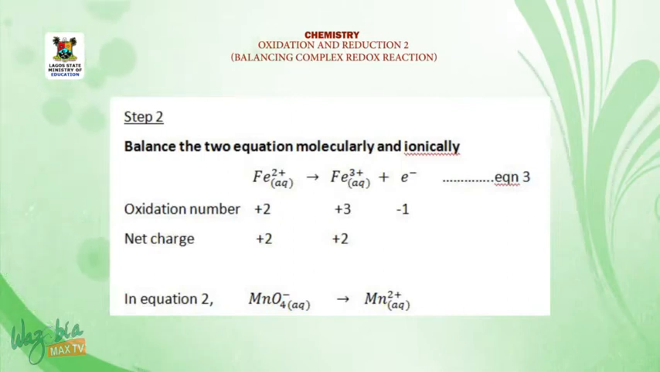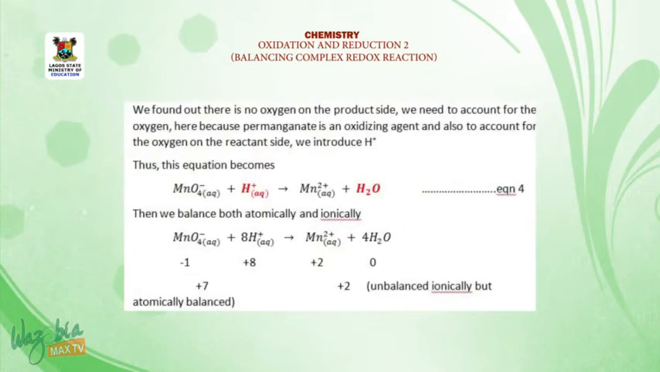Now, in the case of equation 2, which is MnO4- to Mn2+, we found out here that there is no oxygen on the product side. So we need to account for the oxygen here because permanganate is an oxidizing agent, and to account for the oxygen on the reactant side, we introduce hydrogen ion. Thus, this equation becomes MnO4- plus H+ to give us Mn2+ plus water. And so this becomes our equation 4.